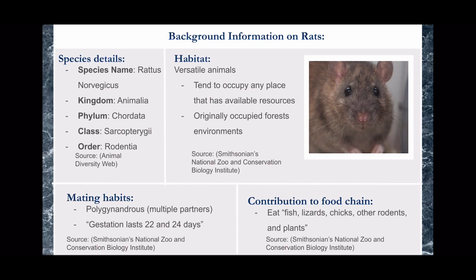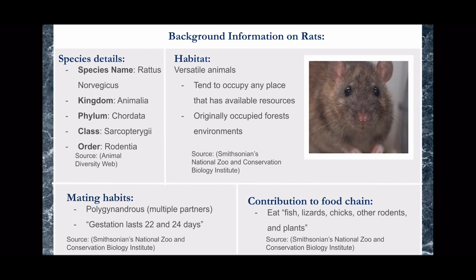Moving on to their habitat, rats tend to be very versatile animals, and what I mean by this is that they're able to survive in rough conditions that other organisms may not be able to, as long as they have the necessary resources of food, water, and shelter. Historically, rats tended to live in forests, together in communities where they would help support each other, but as time has gone on, they've become more comfortable living in close quarters with humans, so now we tend to see them more in urban areas such as the subway or even in basements.